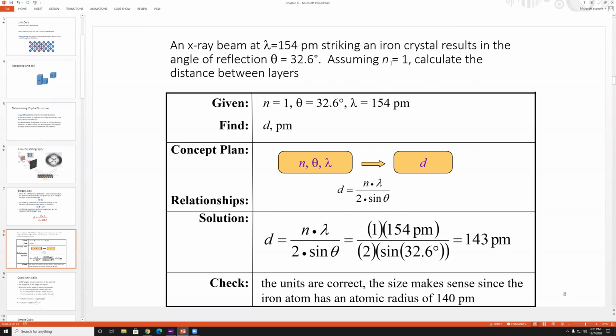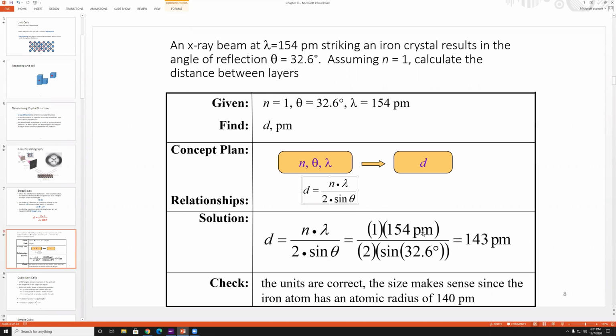They will always assume it's 1, unless they tell you otherwise. So just go with 1. Okay, so then you use our Bragg's Law, d equals n times lambda over 2 sine theta. And now you can plug in our values. So you have n equals 1.